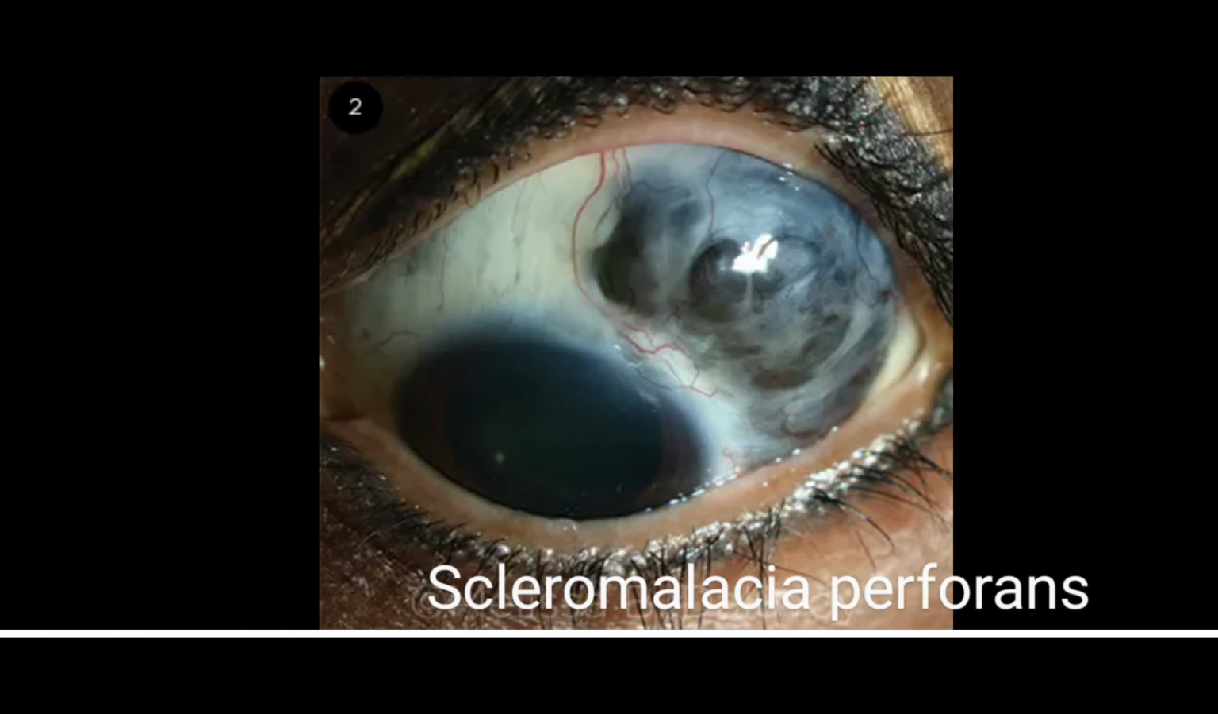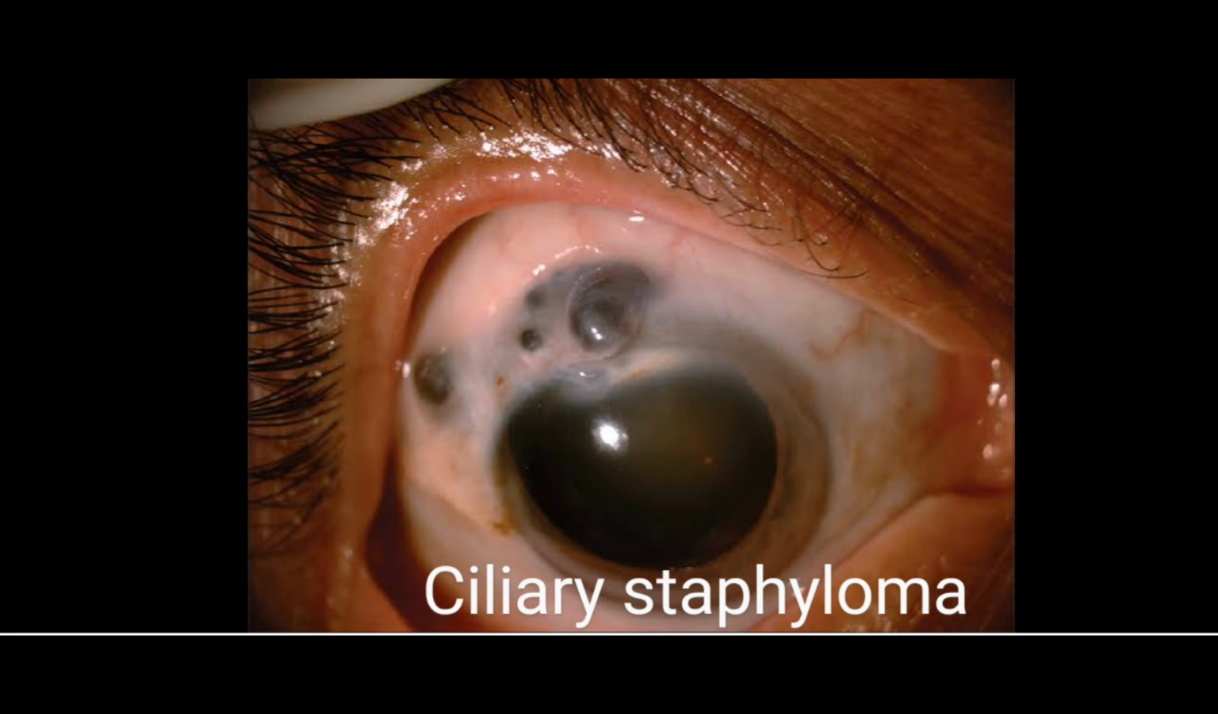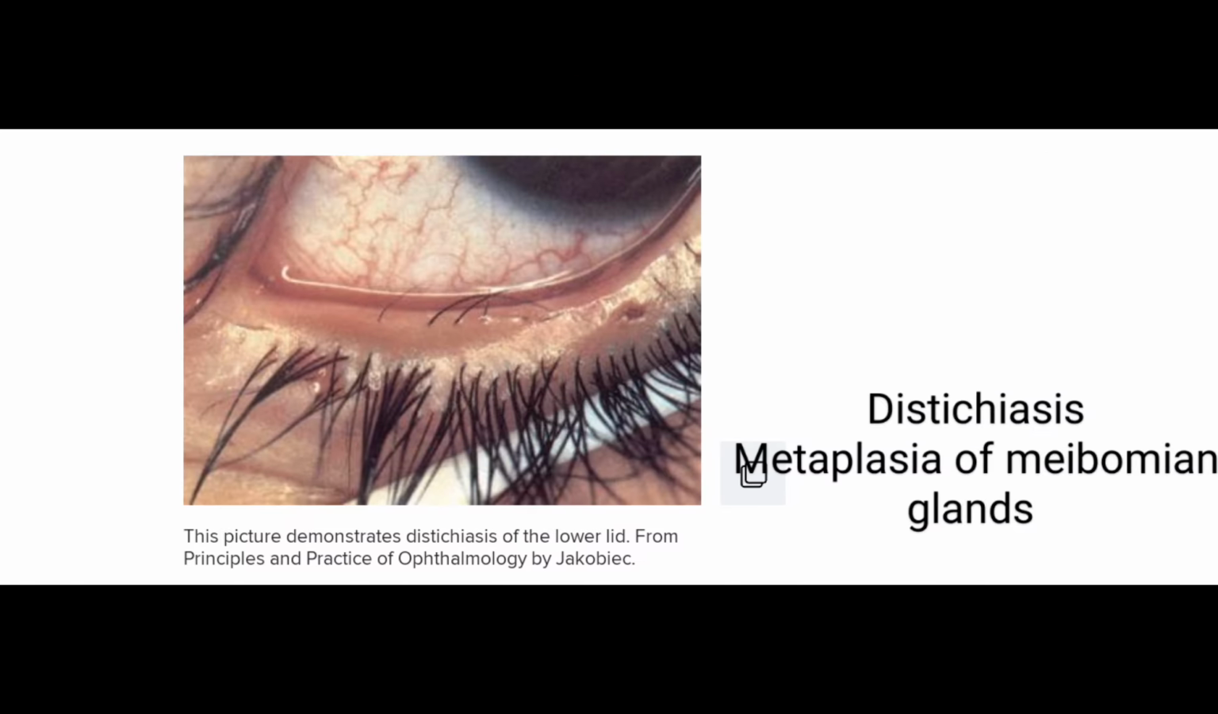Then this is the image of scleromalacia perforans. Scleromalacia perforans means the sclera has become weak. Malacia means weakness, and it has perforated. So it is an image of scleromalacia perforans. Then this is the image of ciliary staphyloma. The ciliary body is basically in this region. So if a perforation-like thing is appearing, it is small and it is visible in the ciliary body region, then it will be ciliary staphyloma.